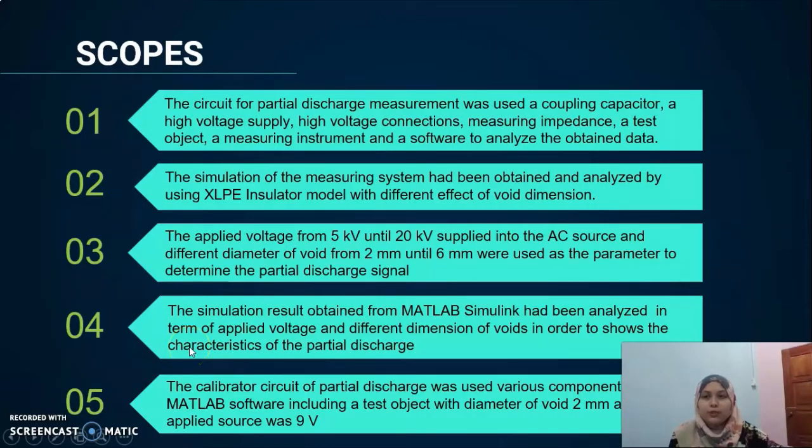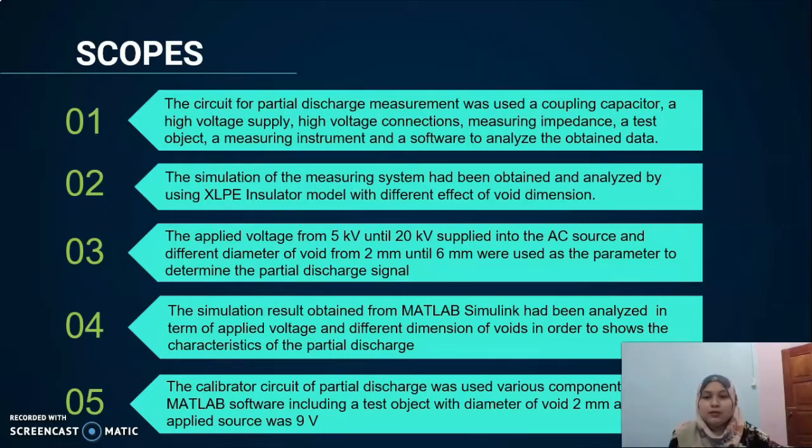For the scope of this project, the circuit for partial discharge measurement uses various components in order to develop the circuit diagram of partial discharge measurement in MATLAB software. The simulation of the measuring system has also been obtained and analyzed using an SLPE insulator model with different effects of void dimension. The applied voltage from 5 kV until 20 kV is supplied into the AC source, and different diameters of void from 2 mm until 6 mm are used as the parameters in this project.